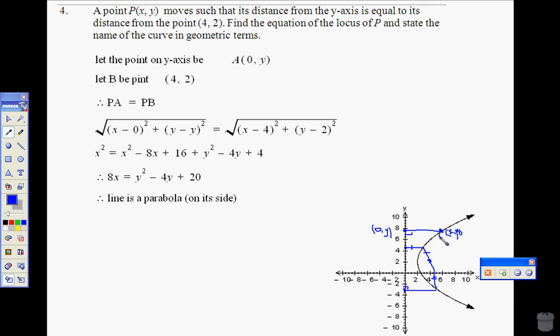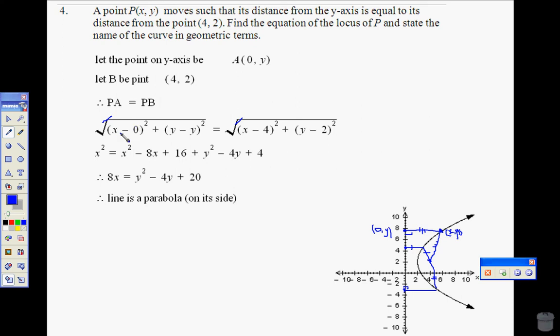We've got the point 4, 2. So the distance on this one must be exactly the same distance on that one. So that's why we say PA and PB have got to be equal. So again, apply the distance formula. Again, what we're using is the distance formula. And then start manipulating. Our square roots cancel out because we can square both sides.